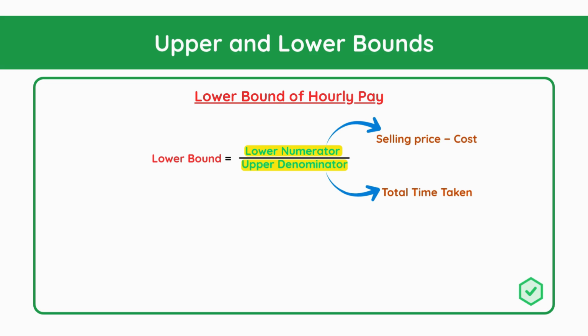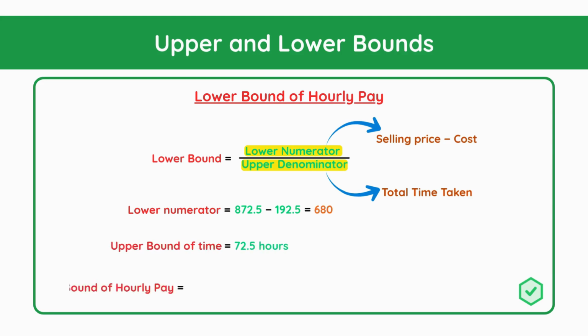The numerator is total selling price minus total cost of materials. The lower bound of the numerator is 872.5 minus 192.5 equals 680. The upper bound of the denominator is 72.5 hours. So the lower bound of hourly pay is 680 divided by 72.5, which equals approximately 9.38 pounds.